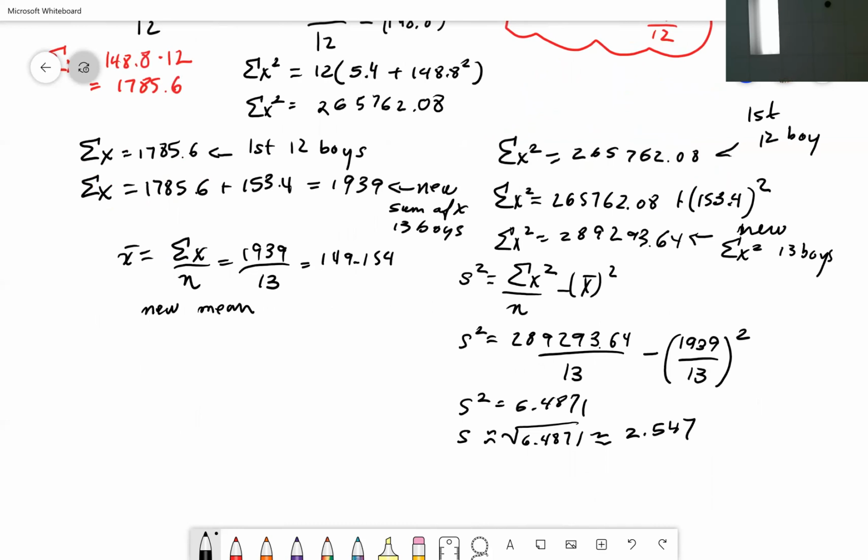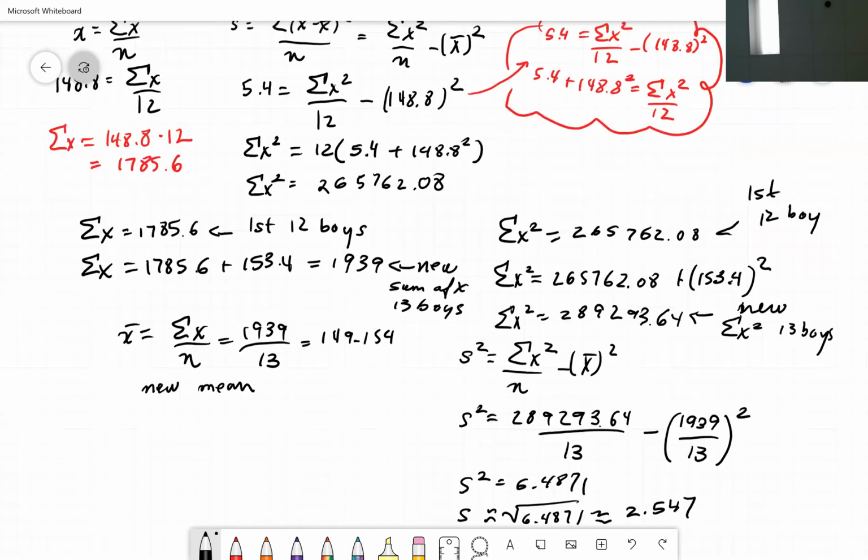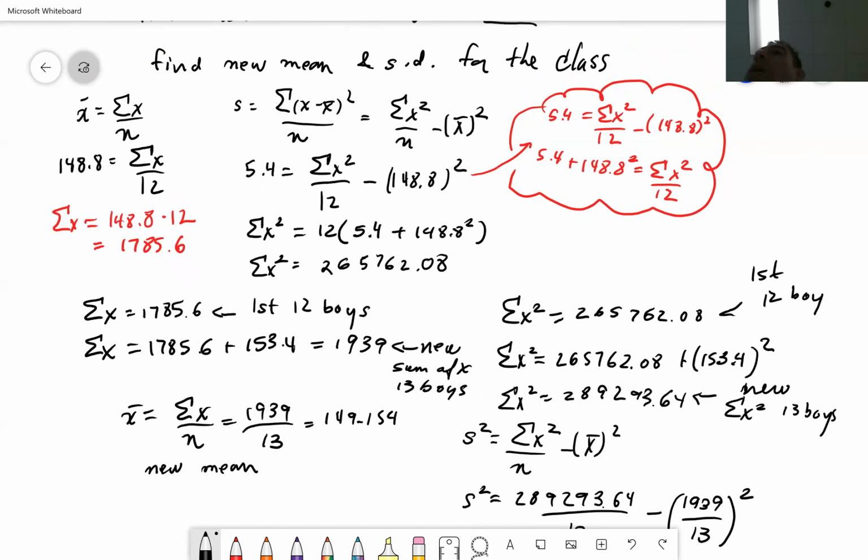2.54 is what I'm getting. And the book is 5.33, right? The book says 5.33. Lovely. All right, did I write the standard deviation right?